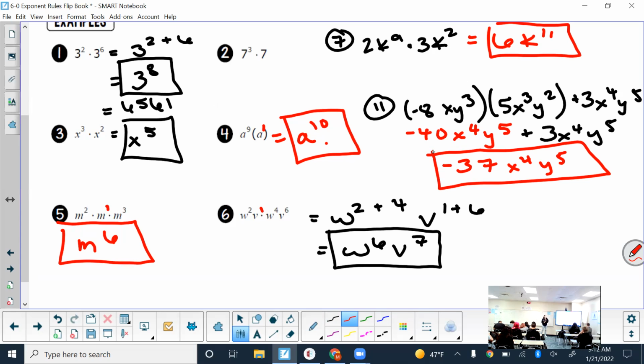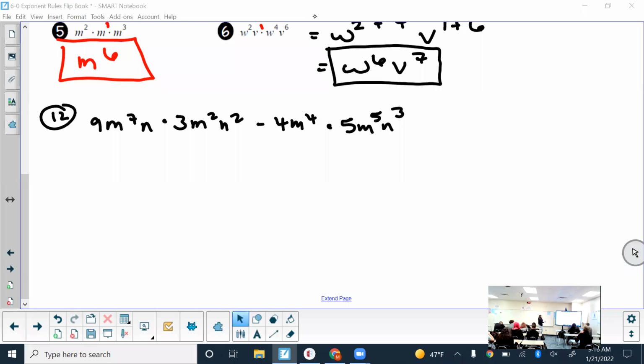I want you guys to try number 12 on that little page there. Try that, and then we can move on. All right, so first you need to understand how many terms you have, how they're split up, before you can really know what to do. So how many terms total are in this problem?